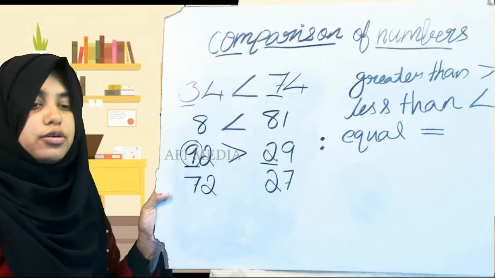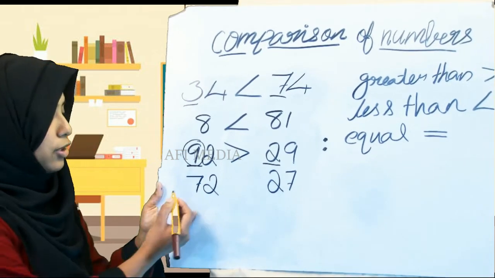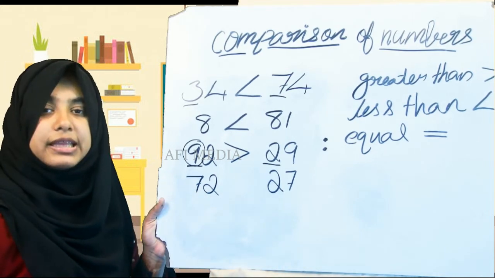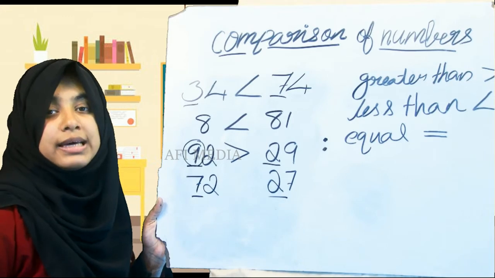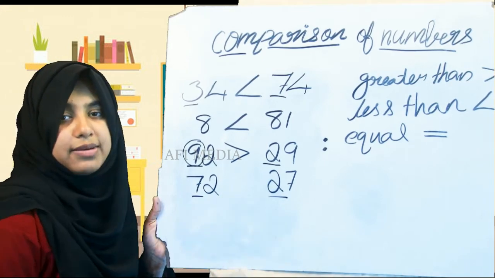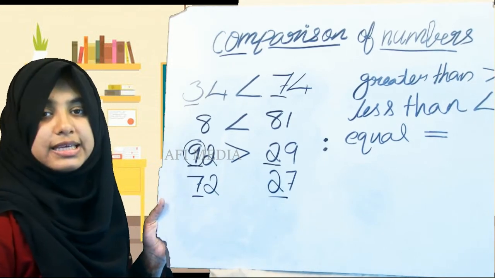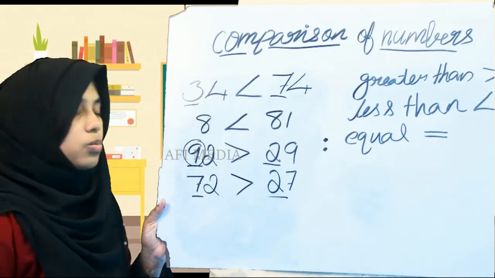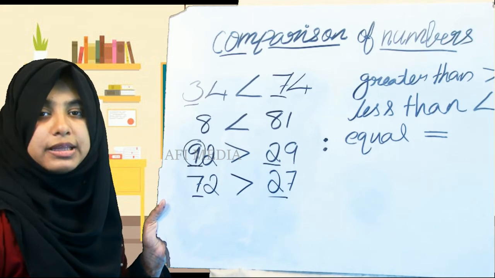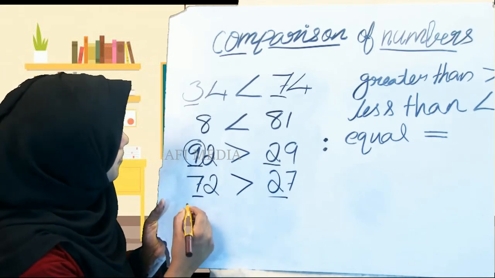72 and 27. Which is the greater number? Listen: tens place 2 or 7. 7 or 2, which is greater here? 7. So we draw the open mouth toward 72, the bigger number. Next one.